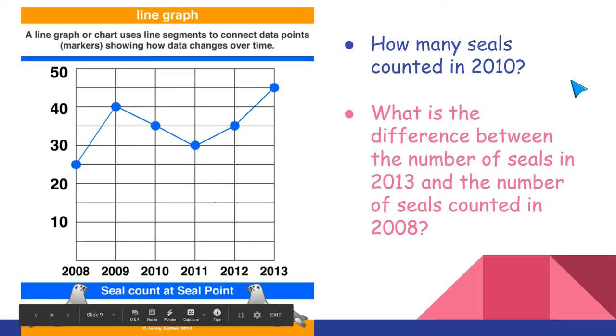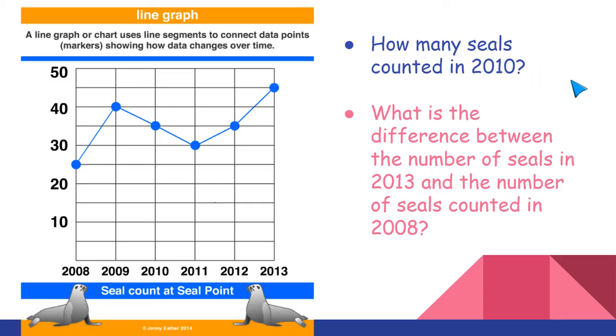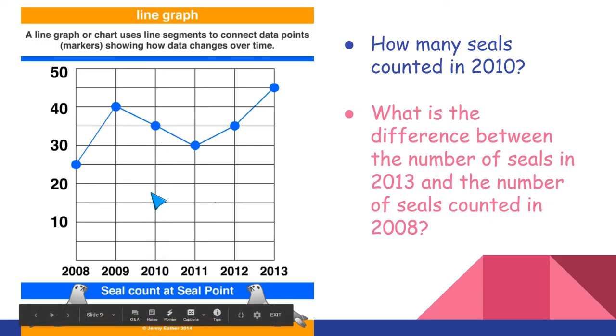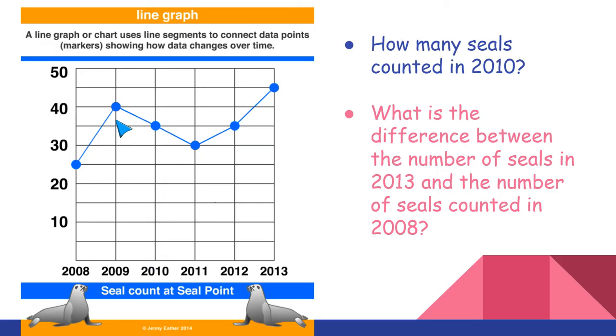So how many seals were counted in 2010? How many seals were counted in 2010? Yes, that answer would be 35. Now, I know that because I follow my 2010 up and over, and this data point lies in the middle of 30 and 40. Right in the middle of 30 and 40, our halfway mark would be 35. That's where I get that answer.